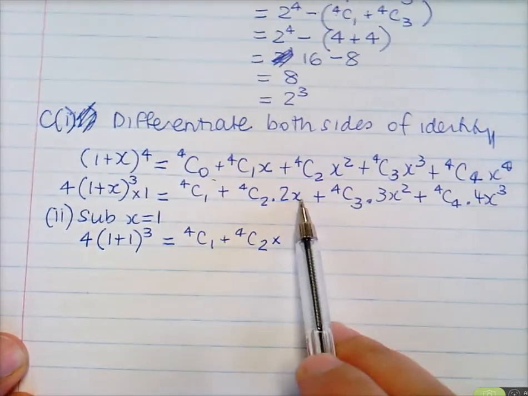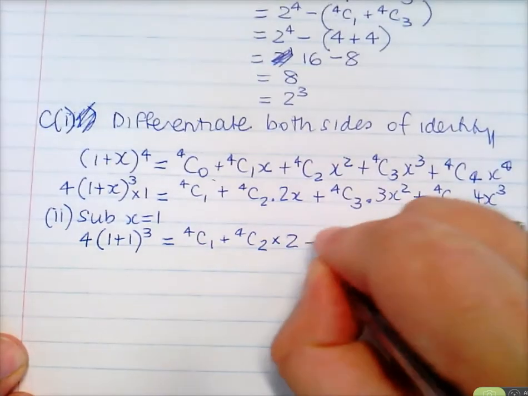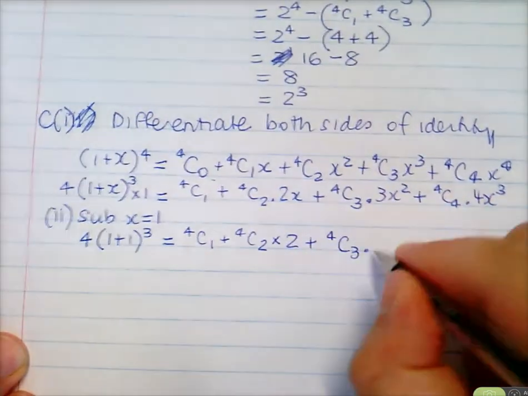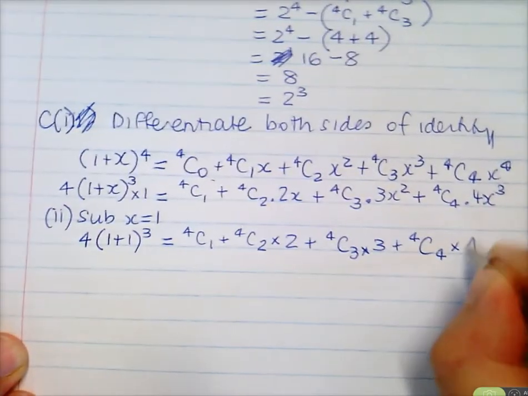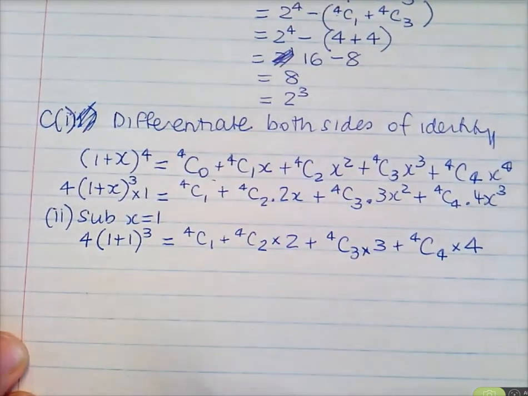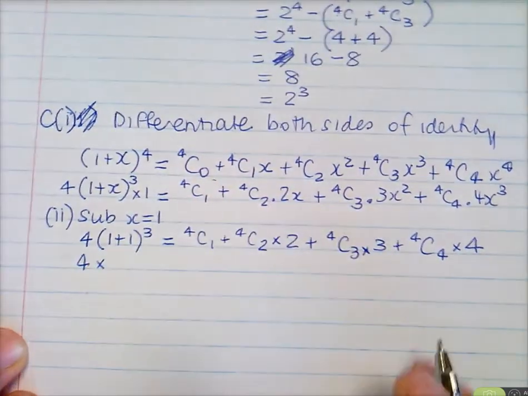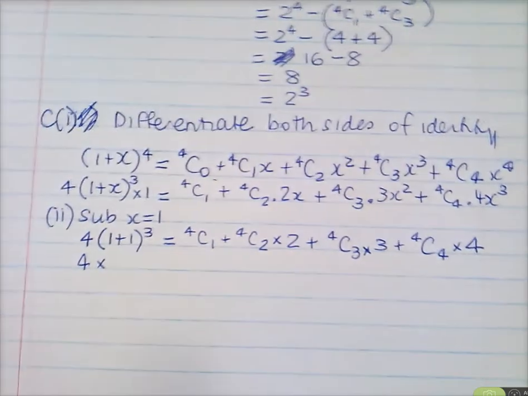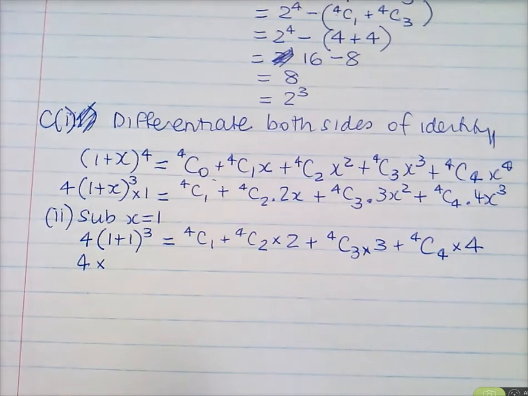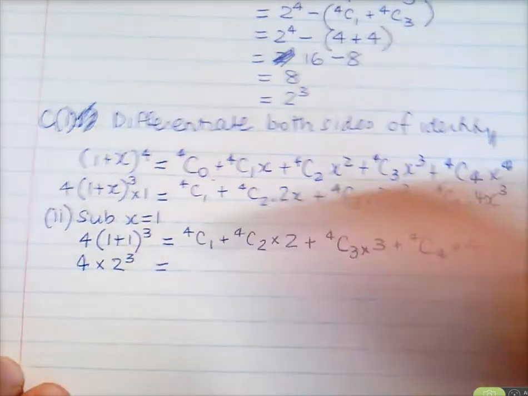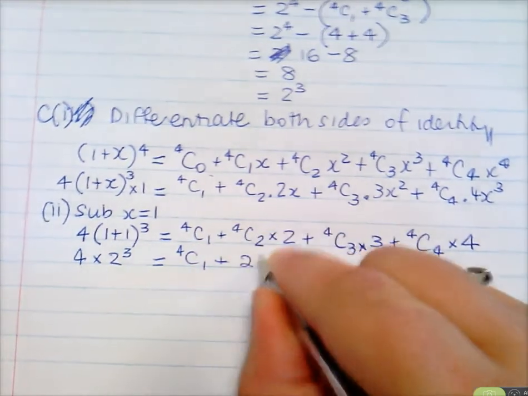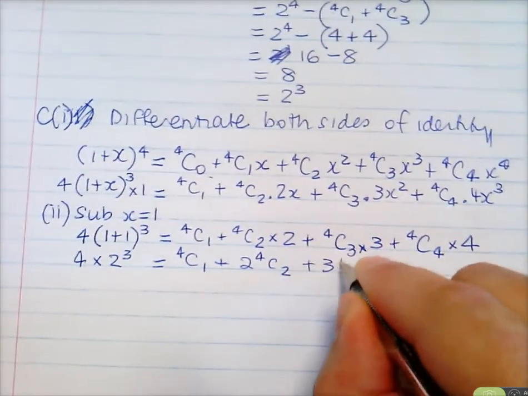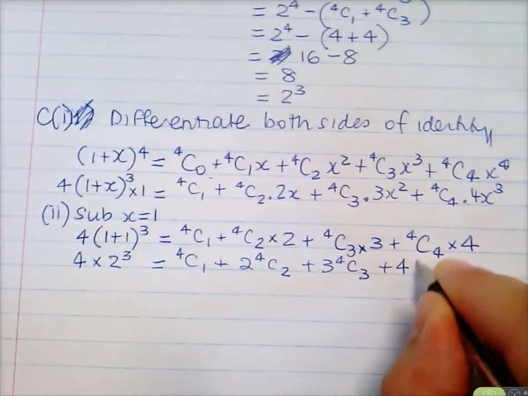If you substitute x is 1, times 2 plus 4 choose 3 times 3. Good. Plus 4 choose 4 times 4. Now, look at what they're trying to get you to prove: it's 4 times 2 cubed. We've already got that on the left. So it's 4 times 2 cubed equals, you just put the coefficients out the front, 4 choose 1 plus 2 times 4 choose 2 plus 3 times 4 choose 3 plus 4 times 4 choose 4.